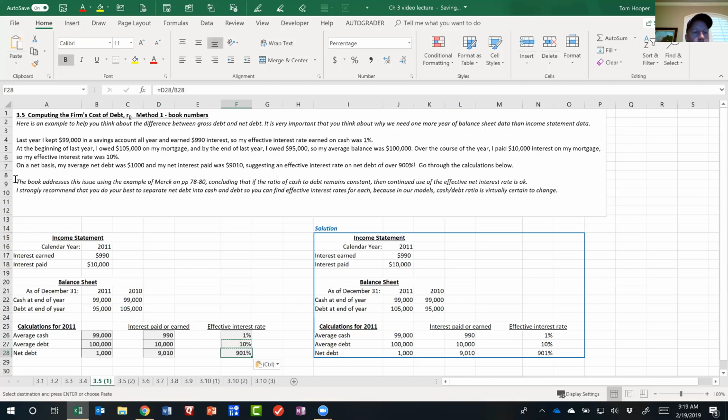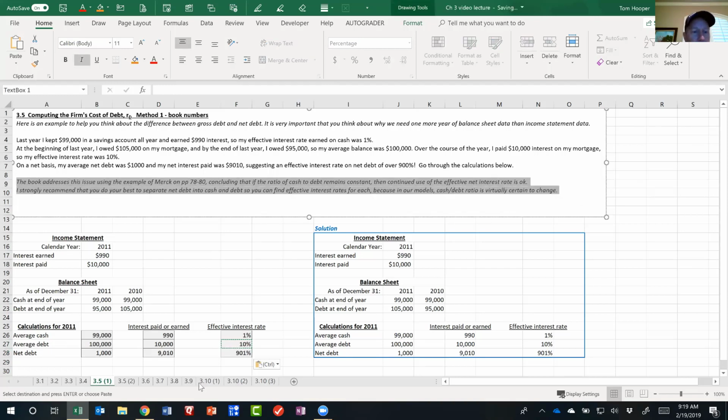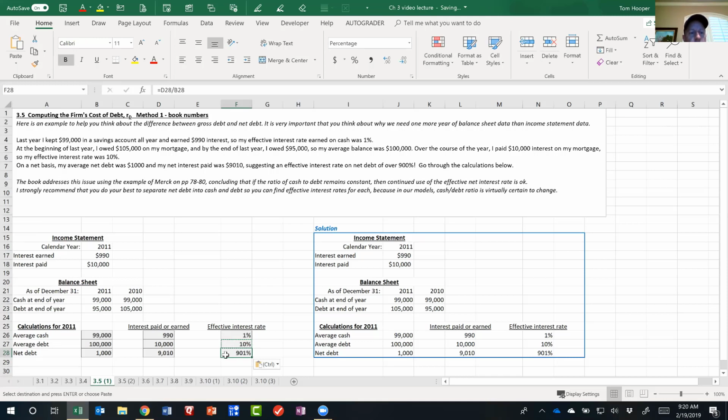Now the book goes on to say it's okay as long as this ratio stays the same. So if I doubled my cash and doubled my debt and kept the effective interest rate the same, then all the numbers would work out just fine, and that would be okay to use for a cost of debt going forward. But if you think about what we're going to do with our models, it's virtually certain that our cash to debt ratio is going to change.